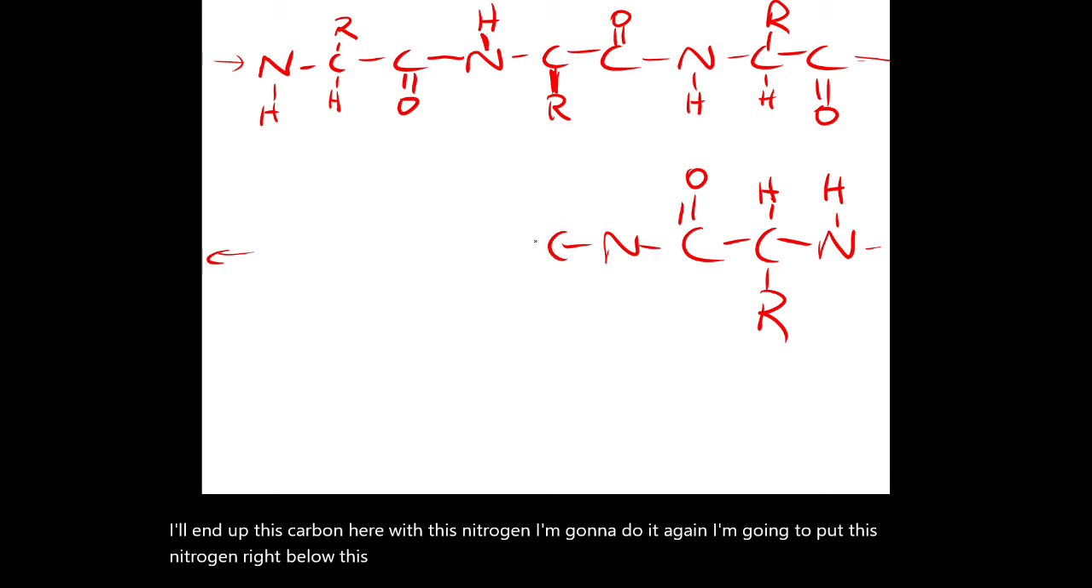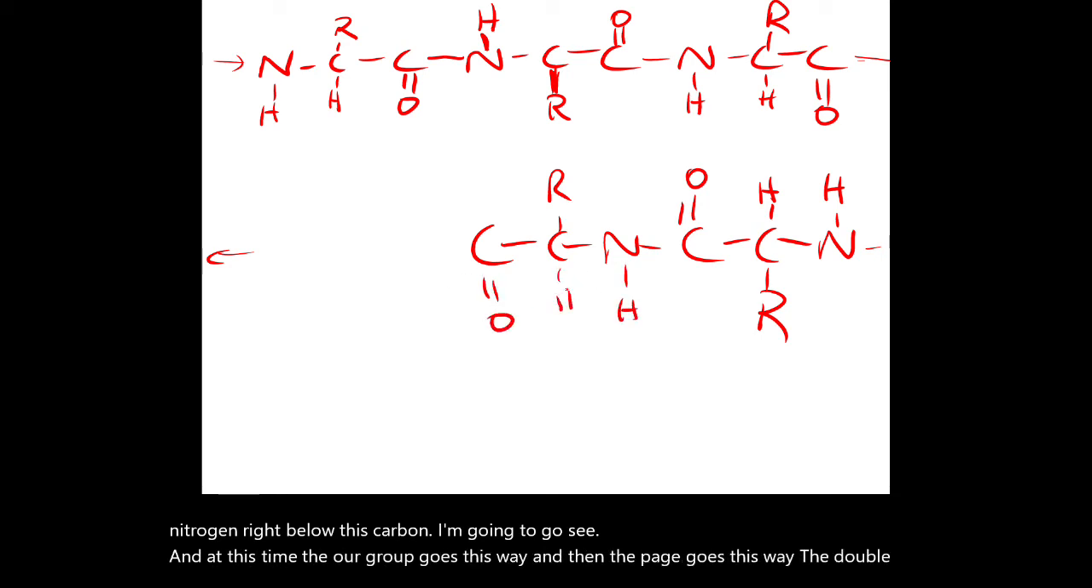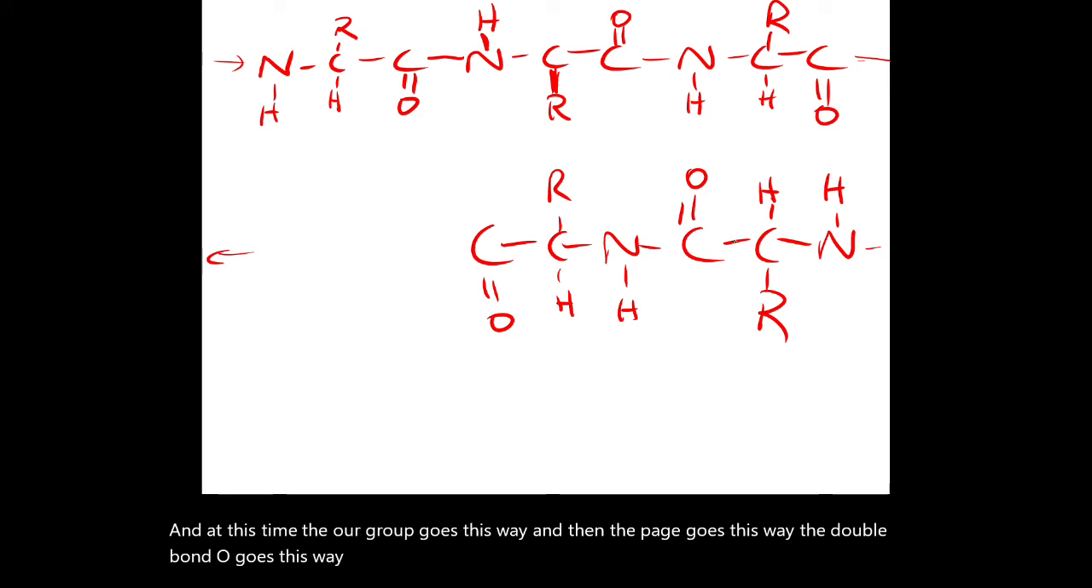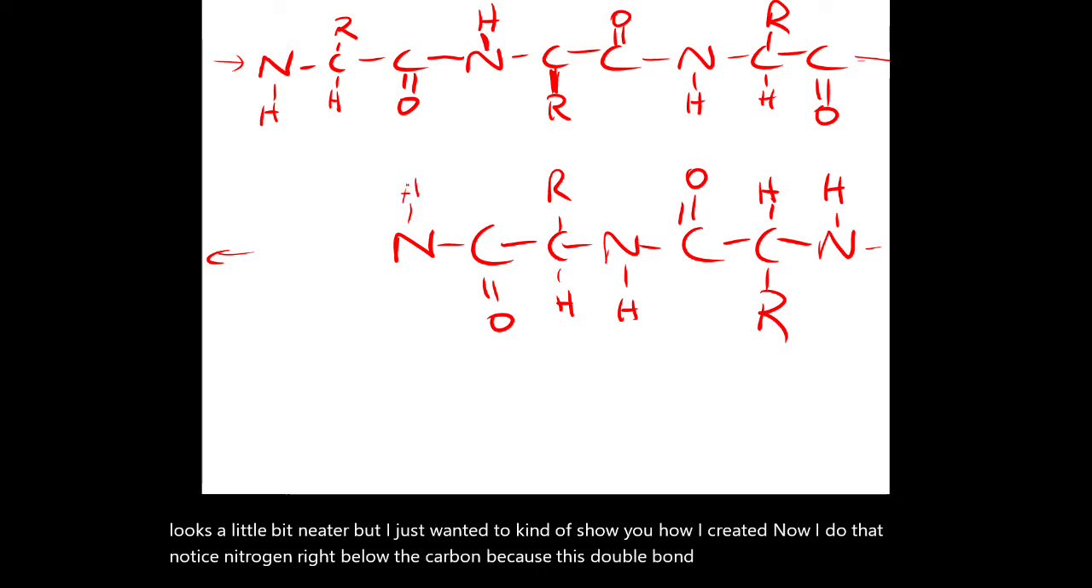I'm going to put this nitrogen right below this carbon. I'm going to go C, C, and then this time the R group goes this way, and then the H goes this way, the double bond O goes this way. By the way, I'll post pictures of a nice image of this that looks a little bit neater, but I just wanted to show you how I created and how I do that. Notice nitrogen right below the carbon, because this double bond O goes down, this one's going to go up.